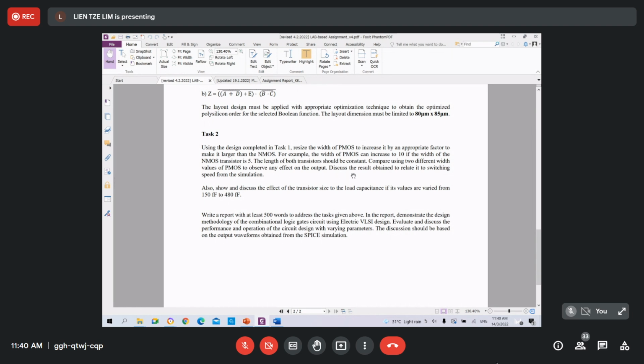And so on. All this you read yourself carefully, what you need to do in task 2. It is actually about the size of the NMOS and PMOS that you need to vary, and also some of the parameters like the load capacitance. You also need to vary them to see what the effect is on the output of the circuit. So all these you must address in your report. I think that is all my briefing for the assignment.